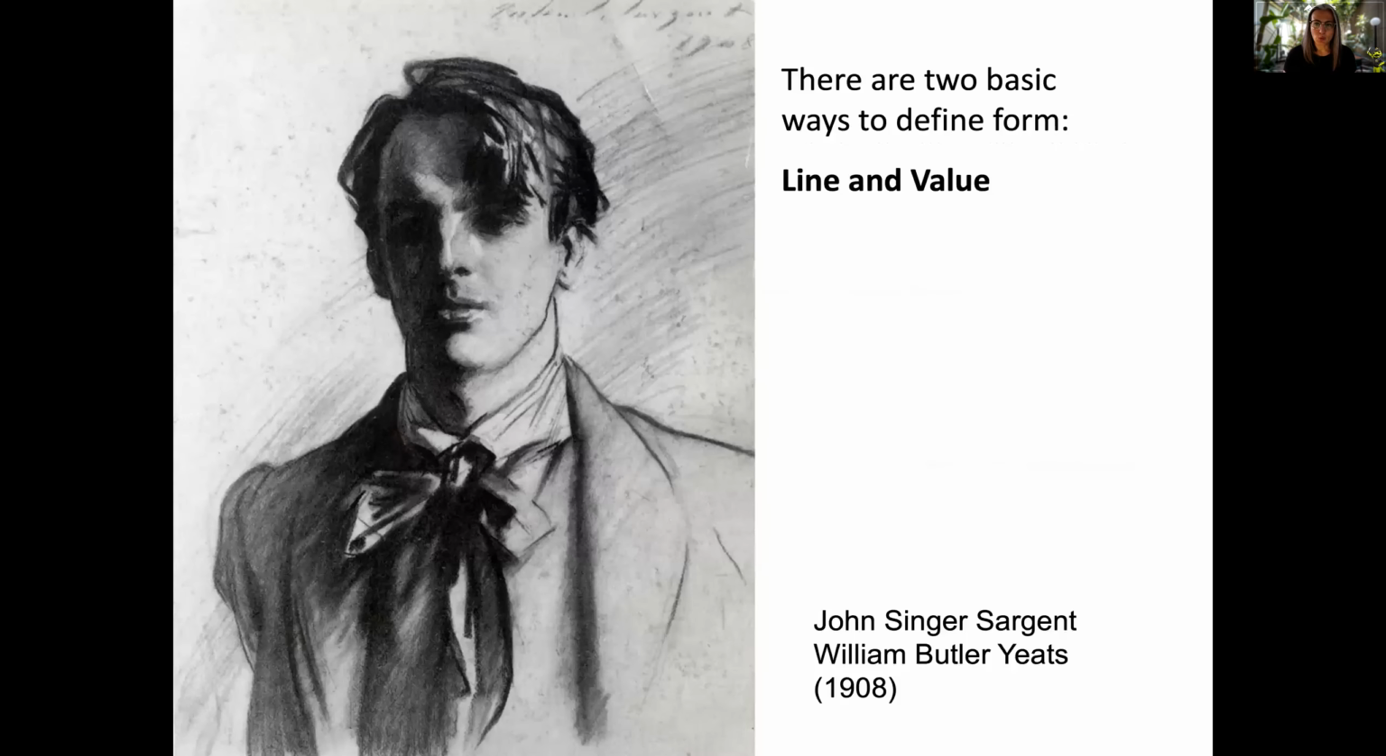There are two basic ways that we define form, and those are line and value. And you guys had just been working with line to create value. So things like hatching and cross-hatching, a contour line, weighted line are all ways that we can start to imply value and create value, like this hatching and cross-hatching that's happening in the shirt and in the background. But the other way is value itself, or we would call that tone or modeling.